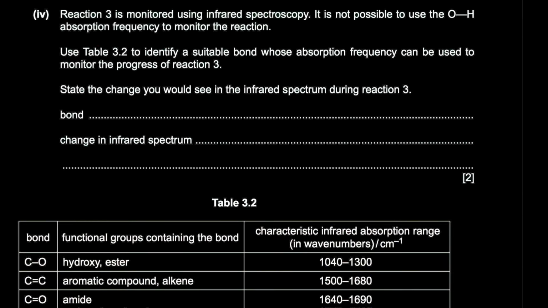Reaction 3 is monitored using infrared spectroscopy. It is not possible to use the OH absorption frequency to monitor the reaction. Use table 3.2 to identify a suitable bond whose absorption frequency can be used to monitor the progress of reaction 3. State the change you would see in the infrared spectrum during reaction 3.